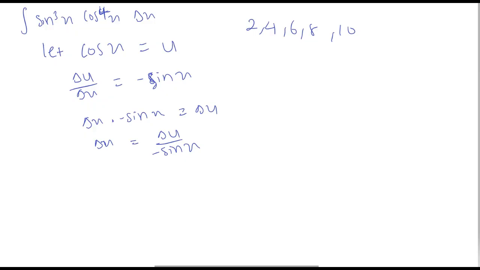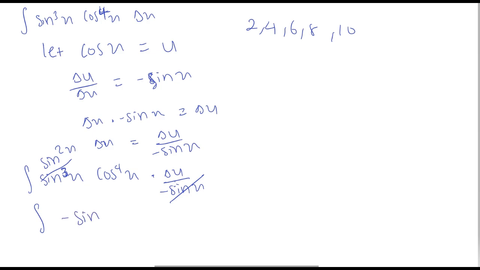Alright, so now let's put it back into the integral. We have the integral of sin^3 x cos^4 x multiplied by du over minus sin x. So we have sin x here and sin x here, so we cancel, and we'll be left with sin^2 x. So we have the integral of minus sin^2 x cos^4 x du. But we're not done.